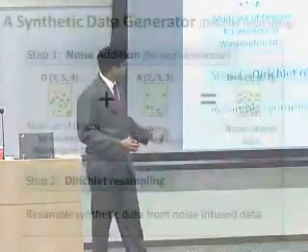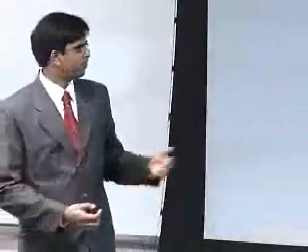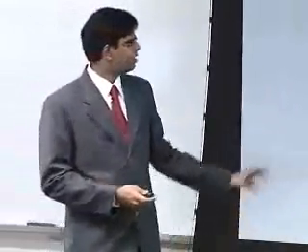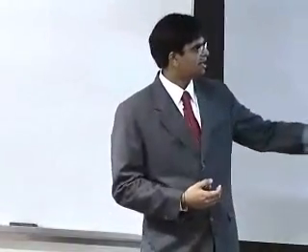The next step, and I'm not going to go into the details of this, is called Dirichlet resampling. And the idea is you take this noise-infused data and resample synthetic data from there. The original algorithm creates Dirichlet models and samples multinomial probabilities, and I'm not going into the details of this. The only point I want to raise is that this is resampled in such a way that the synthetic data has statistics very close to the noise-infused data.